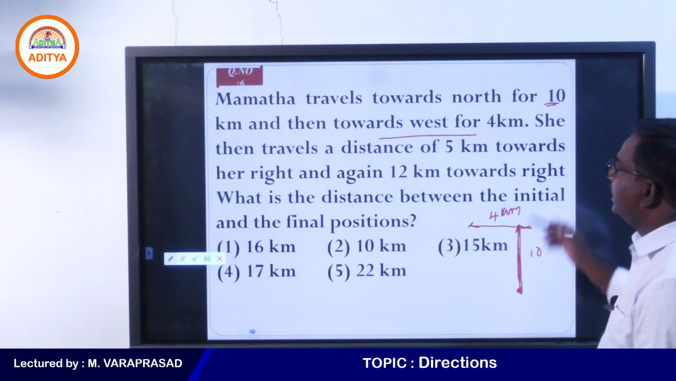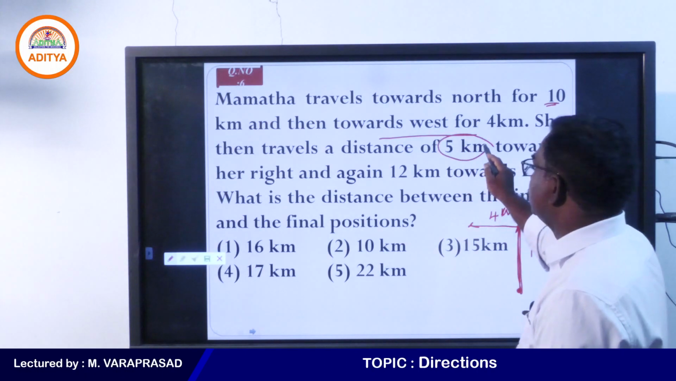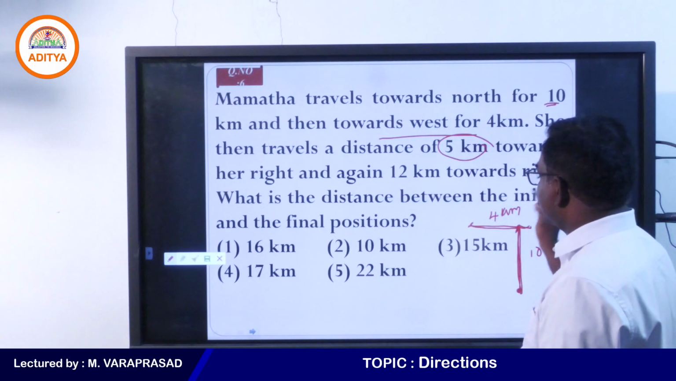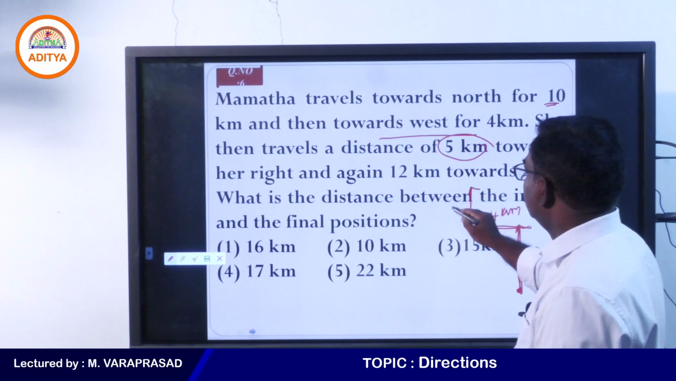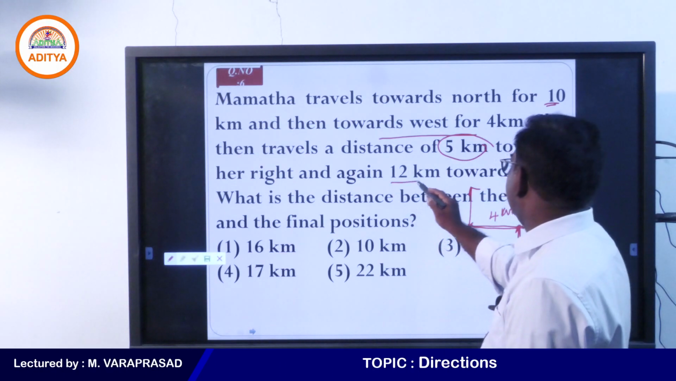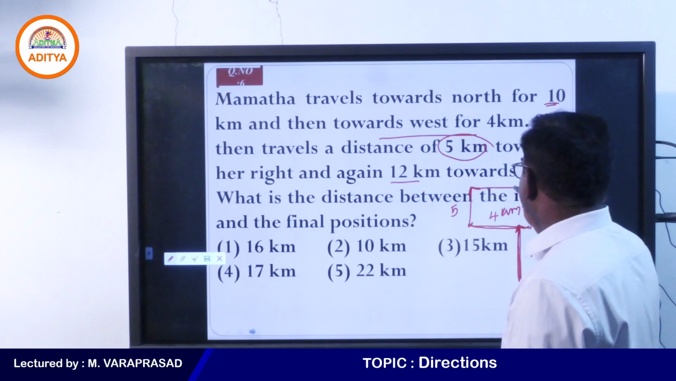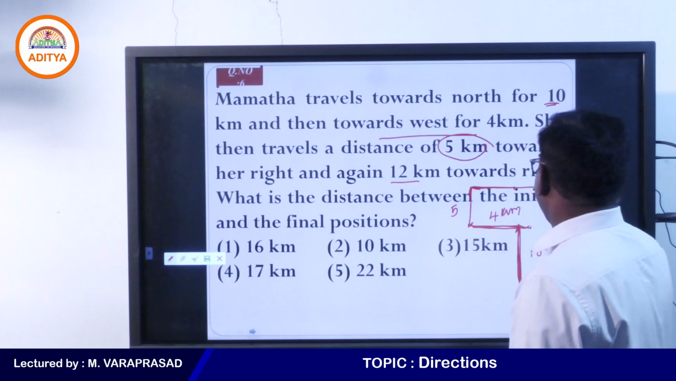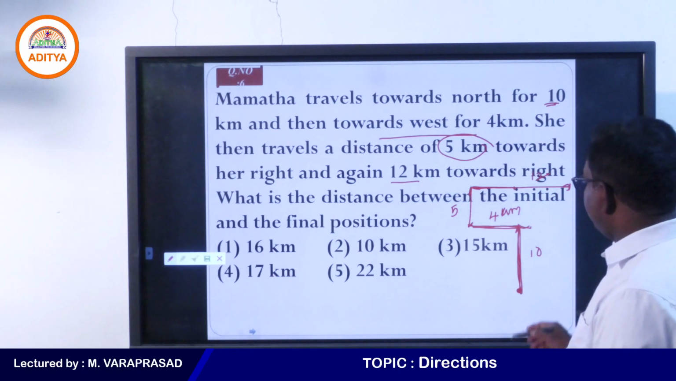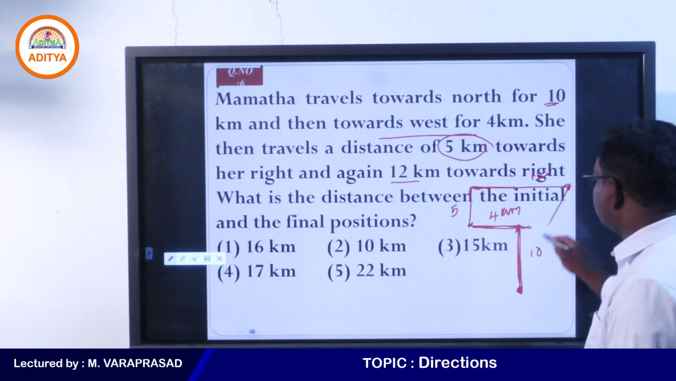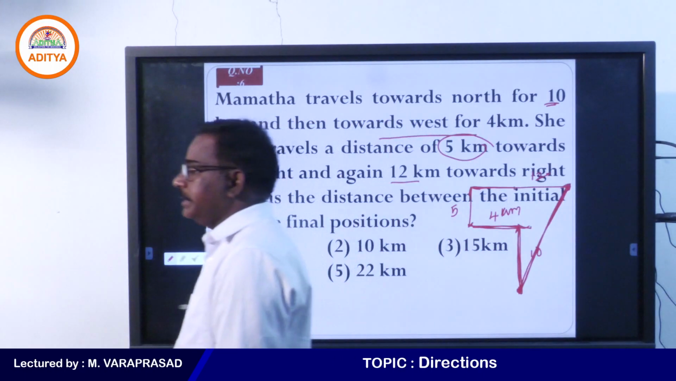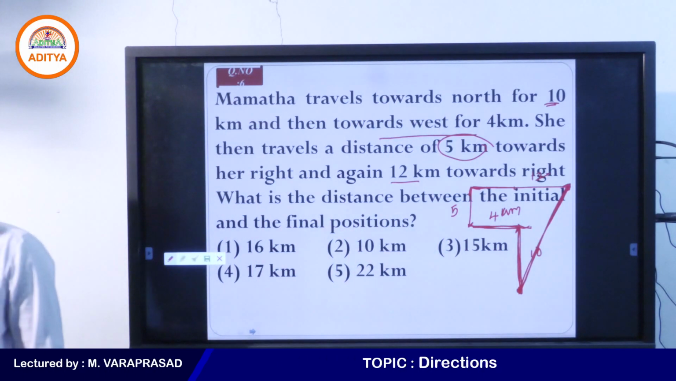Next, what is given there? Then she travels a distance of 5 kilometers towards her right. Towards her right means clockwise, 5 kilometers. Then towards her right again 12 kilometers. So this is 4, which means 12 kilometers will be here. Now it is asking what is the distance from the initial point to the final point. What will you get here?